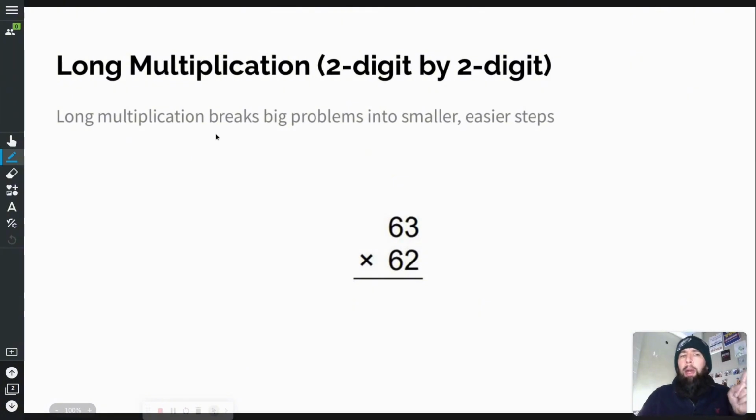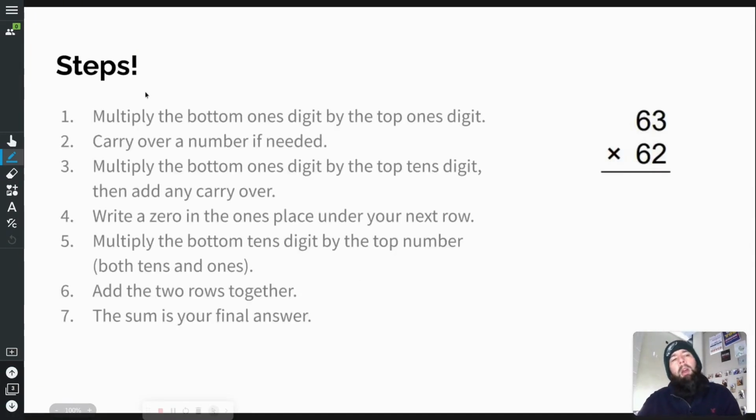Long multiplication breaks big problems into smaller, easier steps. So this isn't just 3 times 2 is 6, and that's going to be 6 times... No, it's a little bit more involved than that. So how do we do it?